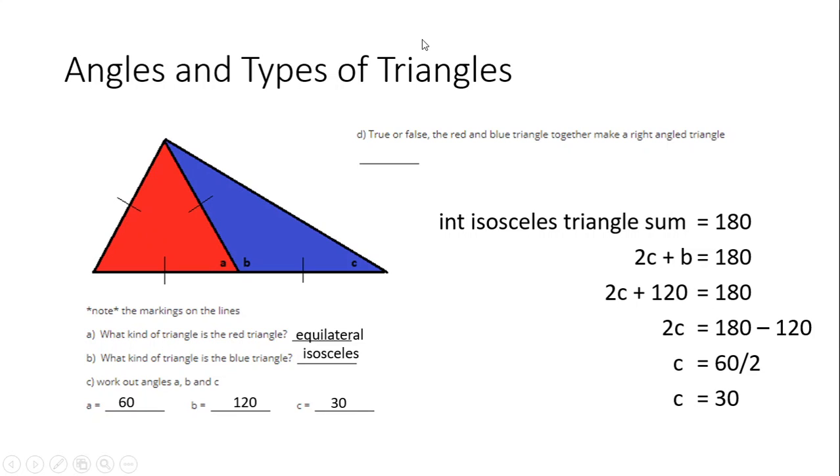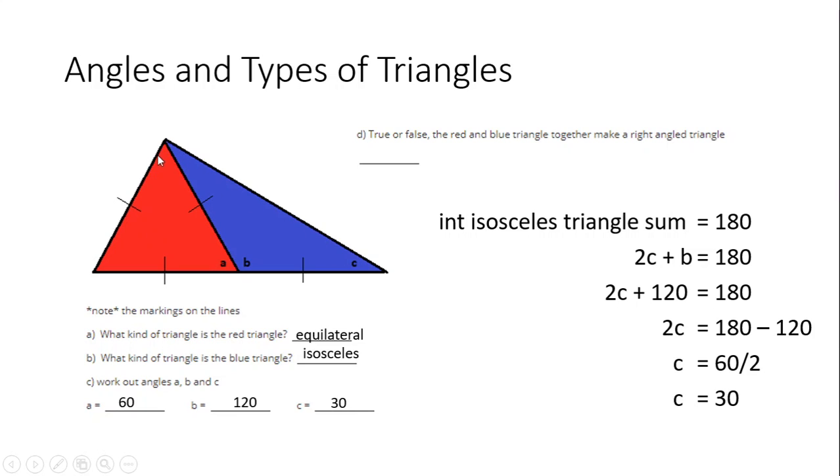So I've got A is 60, B is 120, and C is 30. That should help us to answer this next question. And don't just guess, just because it's true or false, don't think I have a 50-50 chance. Let's think about this. Is the red and blue triangle together a right angle triangle? Does this make a right angle triangle? Well, I know this angle over here is the same as angle A, so that's 60 degrees. That's not a right angle. I know the angle over here, C that we just worked out, is 30 degrees. That's not a right angle.